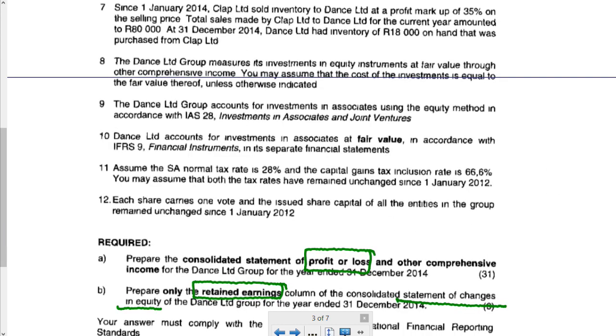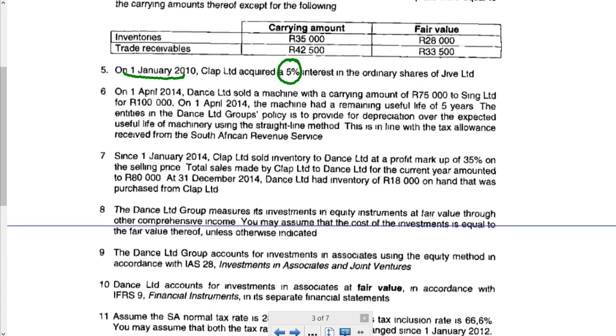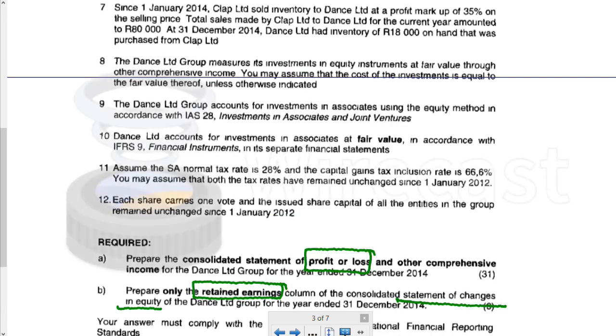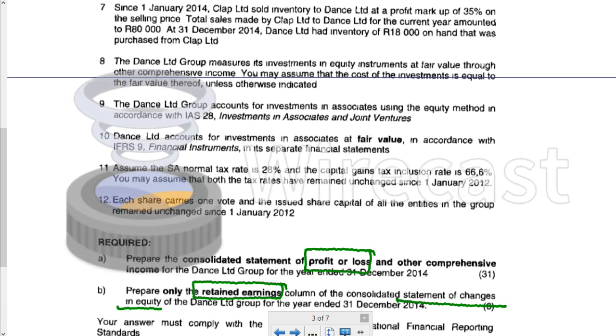They don't say anything about NCI. Or did they say it at the top? Maybe they said it at the top. We leave it there. So it's a basic consolidation, do you agree, with a subsidiary and an associate and intercompany transactions?